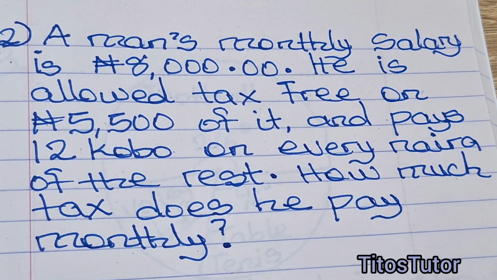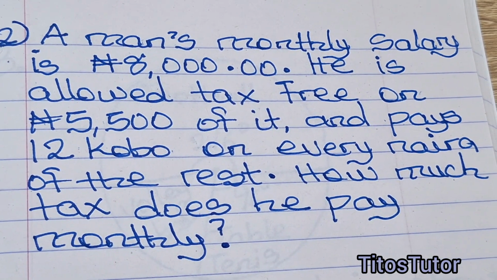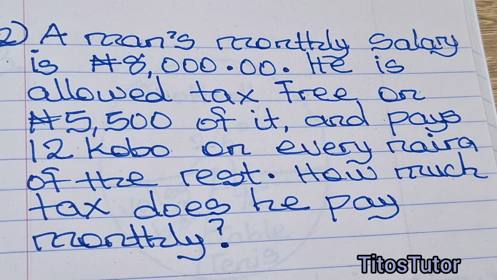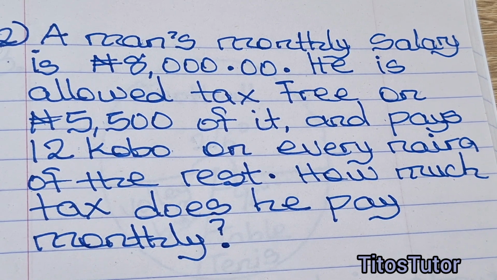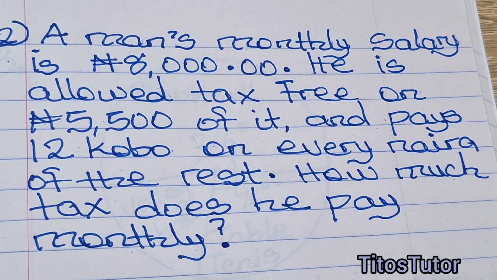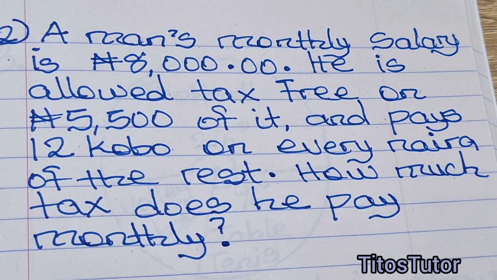All right, so this is our second practice question. A man's monthly salary is 8,000 naira. He is allowed tax-free on 5,500 naira of it and pays 12 kobo on every naira of the rest. How much tax does he pay monthly?